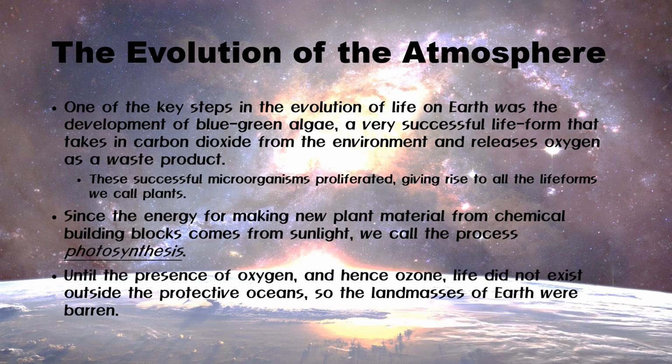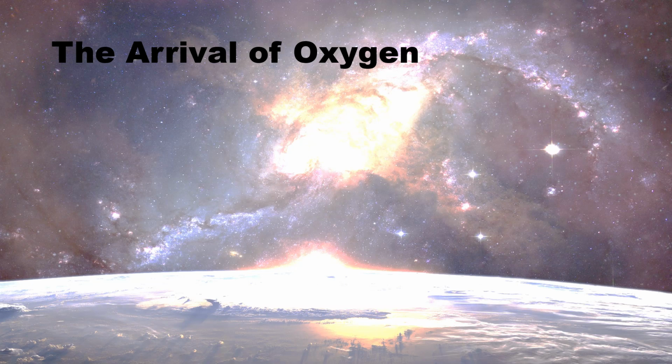Until the presence of oxygen, and hence things like ozone, life, though, did not exist outside of the protected oceans. So the land masses of Earth in the very beginning were very barren because, one of the things is that the water of the ocean actually provided protection from the harmful UV radiation. But once ozone was starting to be produced as a product from all these different plants, it allowed life to start to spread into the untouched landmasses. So the arrival of oxygen was a very powerful thing.